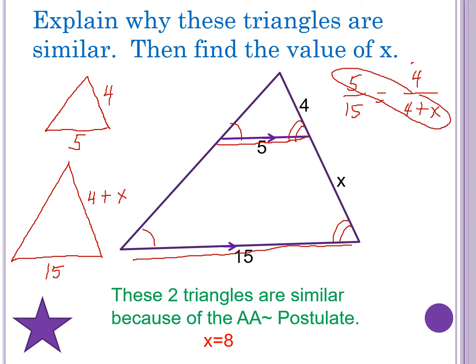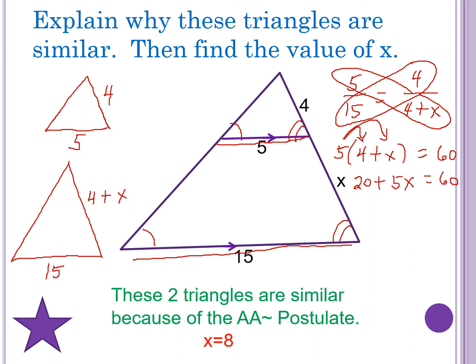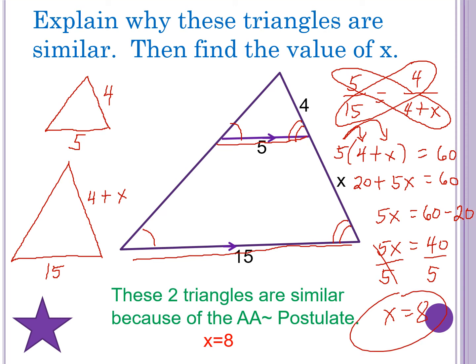Cross multiply, we have 5 times 4 plus x is equal to 15 times 4, we have 60. By distributive property, we have 20 plus 5x is equal to 60. 5x is equal to 60 transpose 20, so we have minus 20. 5x is equal to 40. Divide both sides by 5. Therefore, x is equal to 8.